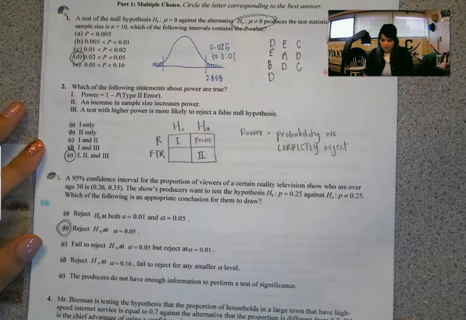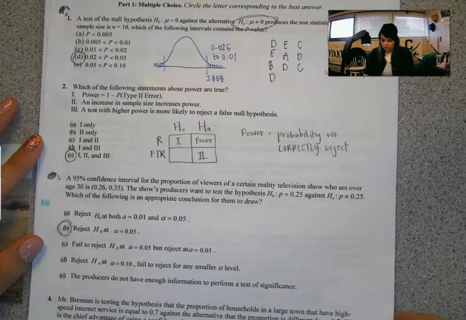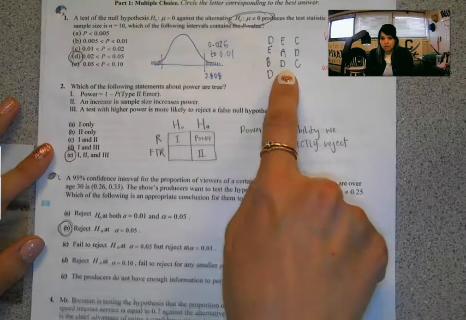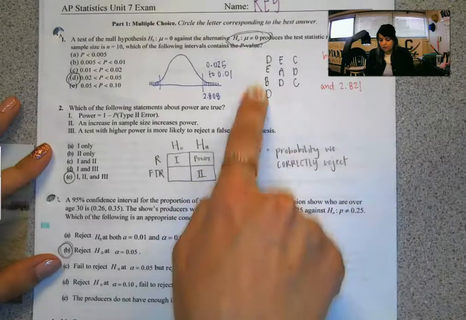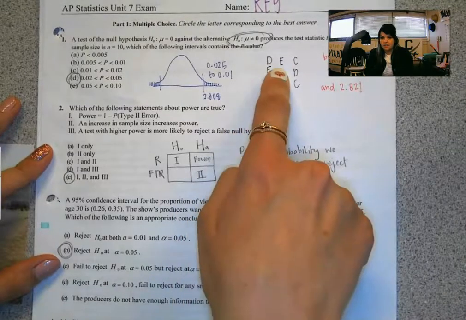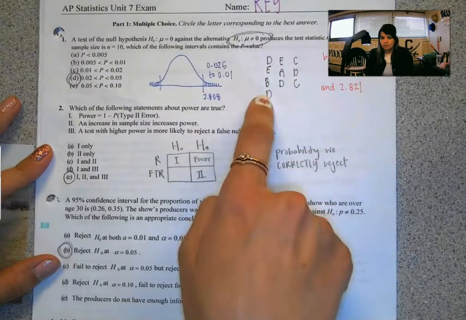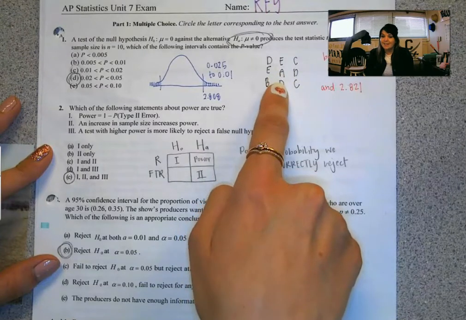So for the multiple choice, I think that I'll just show you the answers. These are the answers in order. 1, 2, 3, 4, 5, 6, 7, 8. 1, 2, 3, 4, 5, 6, 7, 8, 9, 10.